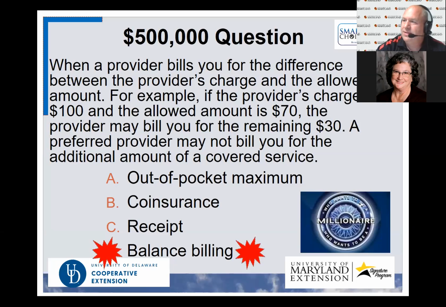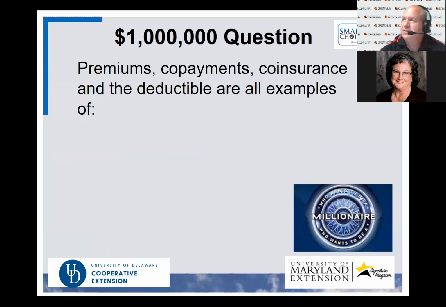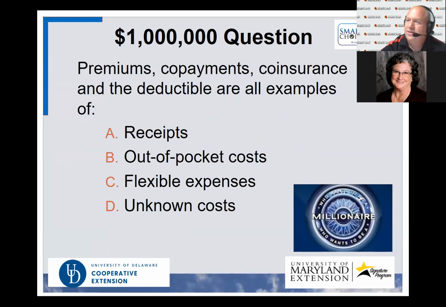And now the big money question. For $1 million, premiums, co-payments, co-insurance, and deductibles are all examples of receipts, out-of-pocket costs, flexible expenses, and unknown costs. What do you choose there? Yeah, quick responses there. B, out-of-pocket costs, right.